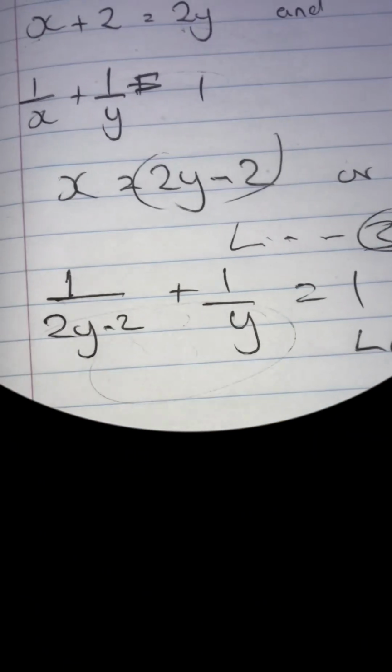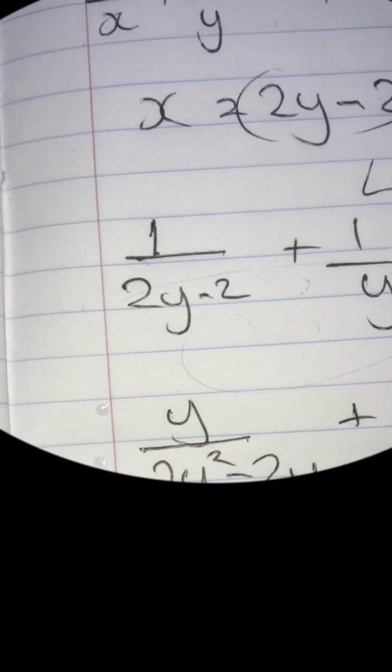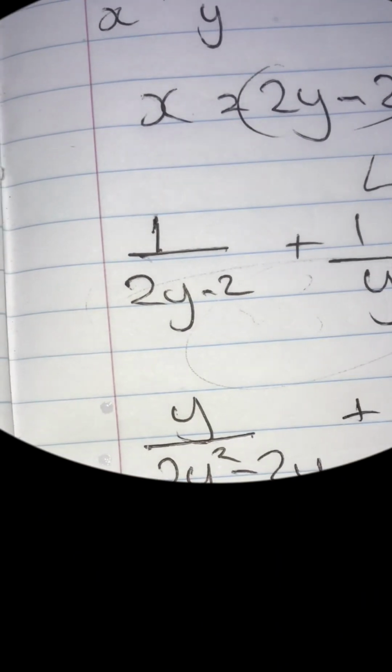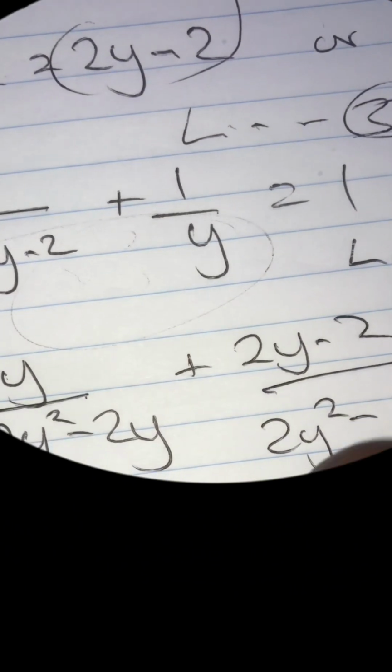We find it by the highest common factor or multiple. But in this case, you just multiply your denominators to get your common denominator. You did that, you get your marks. Together, we multiply this fraction by Y, and we're going to have Y over 2Y squared minus 2Y. Then we multiply the other one by 2Y minus 2, and we have 2Y minus 2 over 2Y squared minus 2Y.